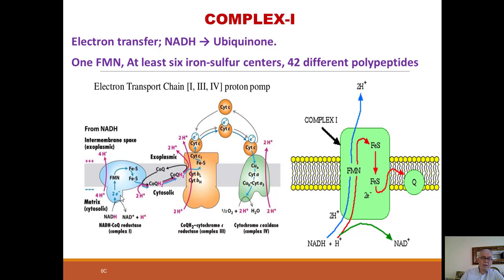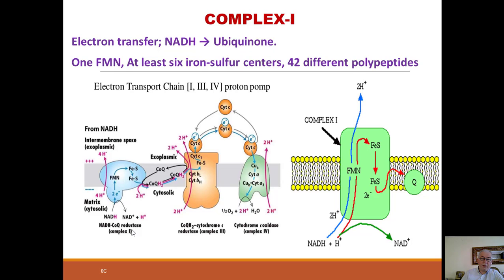NADH gives 2 electrons to FMN, and FMN turns to the FMNH2 reduced form, and the second step is electrons in FMNH2 transfer or convey to ferric atom and iron sulfur center. When NADH gives 2 electrons, it turns to NAD. This NAD must go to beta oxidation or the citric acid cycle and convert again to NADH. It is another important circulation.